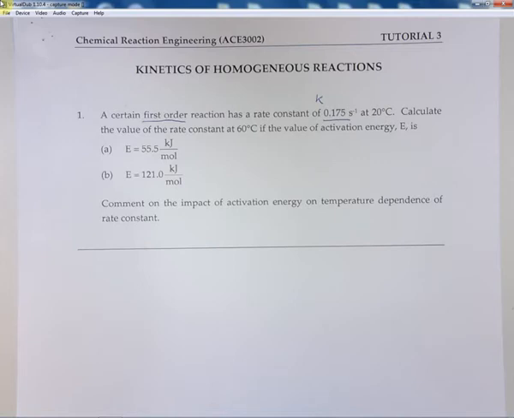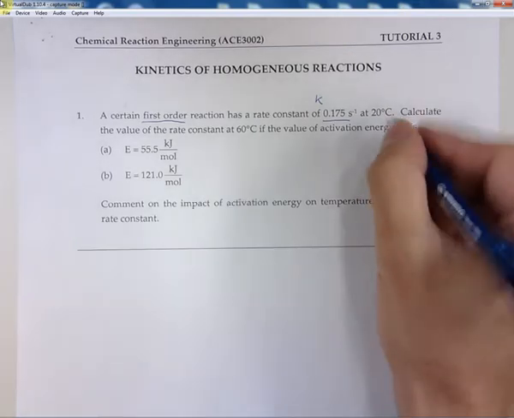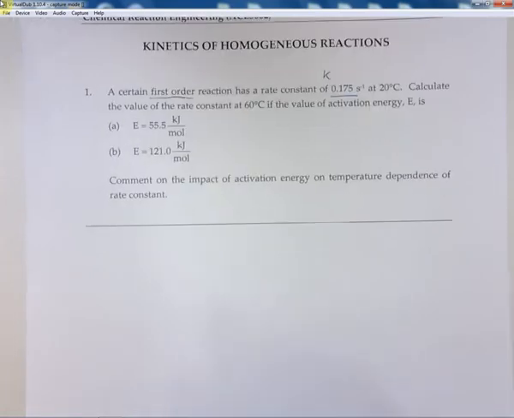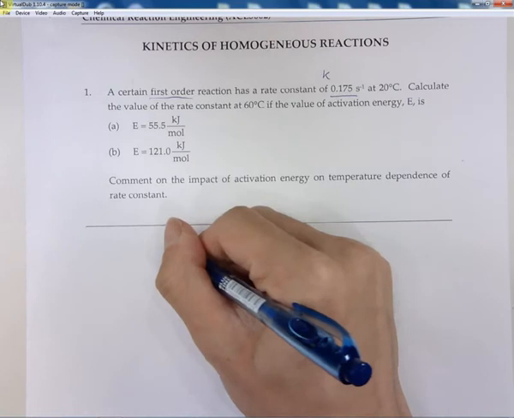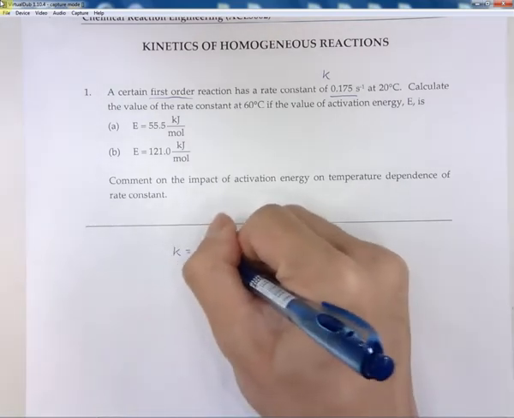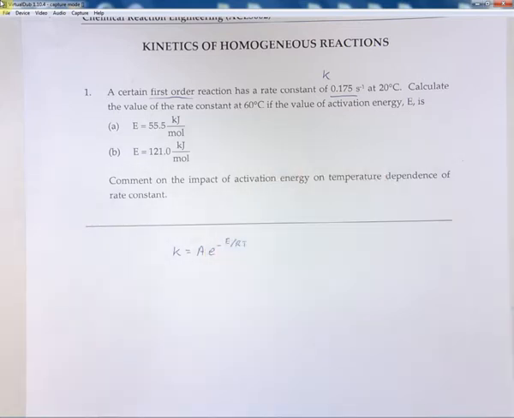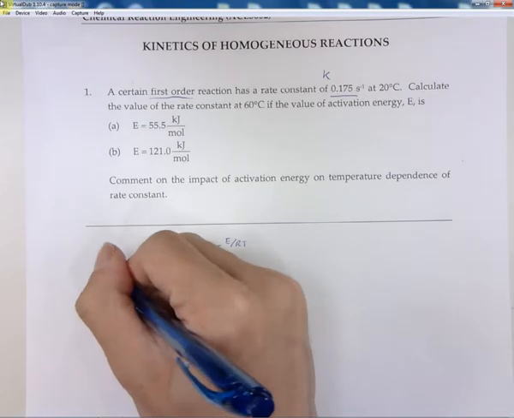So we look at this question, you can see that it has to do with calculating, we are going to evaluate the effect of temperature on the rate constant K. For this, we have to use the Arrhenius equation, K is A e to the power negative E over RT. So this is the primary equation that we are looking at. So let us look at question part A.